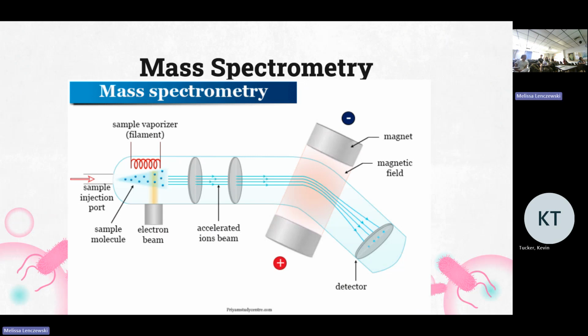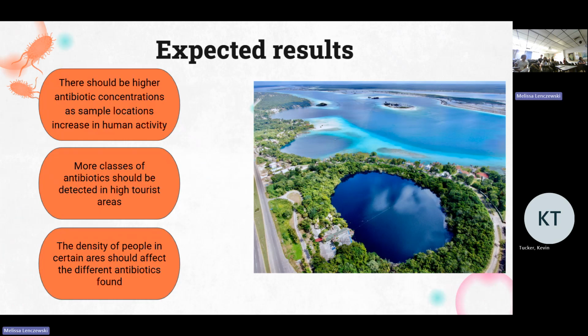So the magnet's going to push them towards the detector. And different molecules, chemical compounds land at different places. So some are bigger than others. So as you can see in the detector, it hits it at certain spots. So this also helps us quantify and see which antibiotics we actually have in there and if they're the ones that we're looking for. So the expected results, there should be higher antibiotic concentrations at sample locations as they increase in human activity.